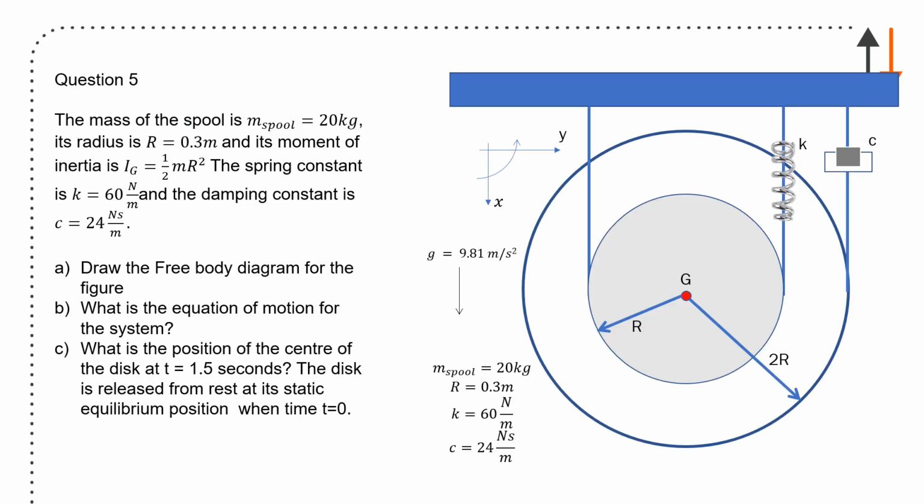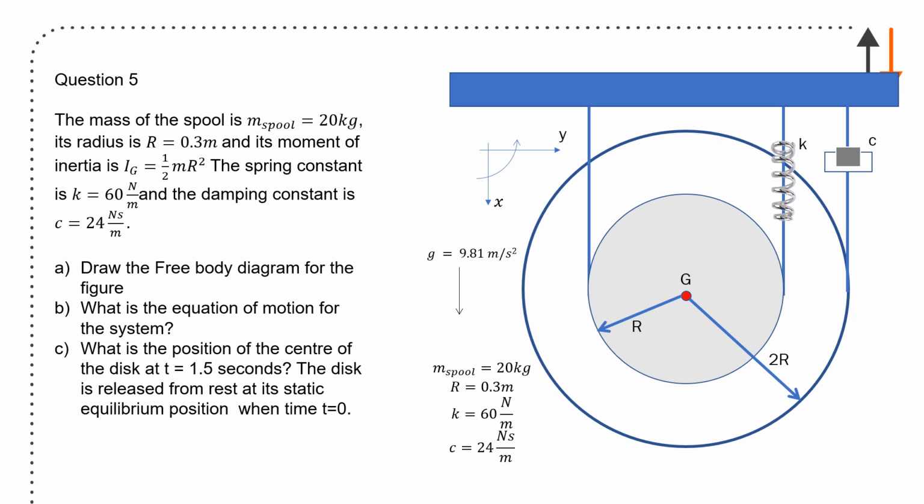Finally, it's the vibration problem. Again, you should be expecting these. The mass of a spool is given as 20 kilograms, radius is 0.3 meters, and you're given in this problem, because we don't expect you to know cylinders or spools, an Ig of 1/2 mr squared. The spring constant is 60 newtons per meter, and the damping constant is 24 newton seconds per meter.